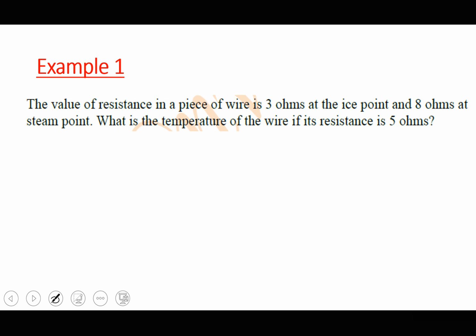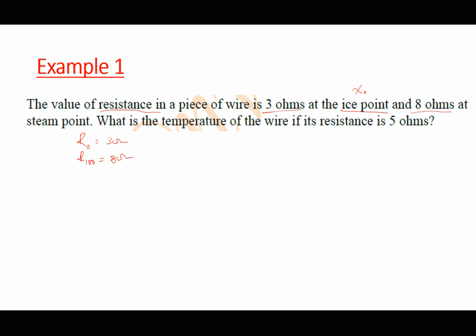Example number one. The value of resistance in a piece of wire is 3 ohms at the ice point. That means, remember, I will call this the property at ice point. The property is, of course, resistance. So at ice point, I will say the resistance at ice point, I'll call it R naught, is 3 ohms, and it is 8 ohms at steam point. So the property R at 100, that is R at steam point, is 8 ohms.